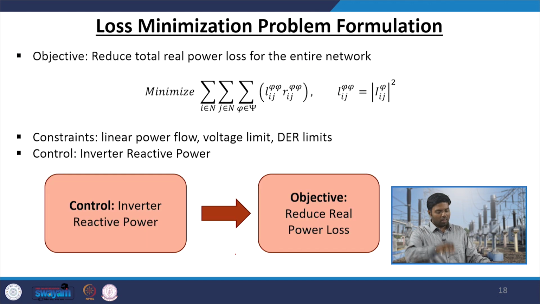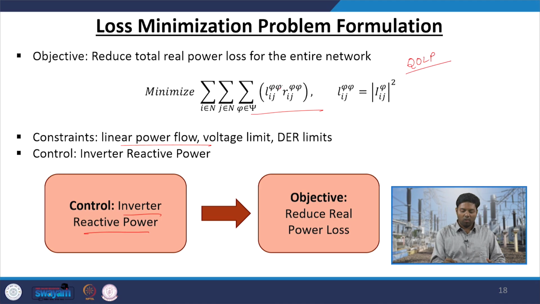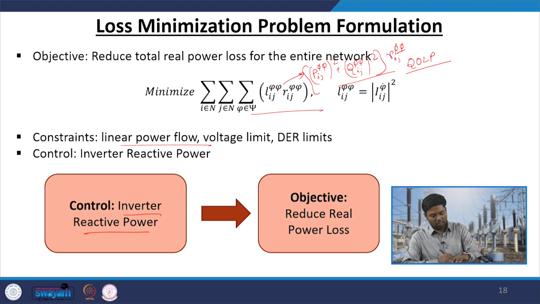So, this is the same loss minimization algorithm where we are trying to minimize the total three-phase losses by controlling the inverter reactive power output and taking the linear power flow model. So, it is the same QLP formulation. You can replace it with Pij squared plus Qij squared, multiplied by Rij. We know this formulation, right? We solved multiple OPF problems with this example.